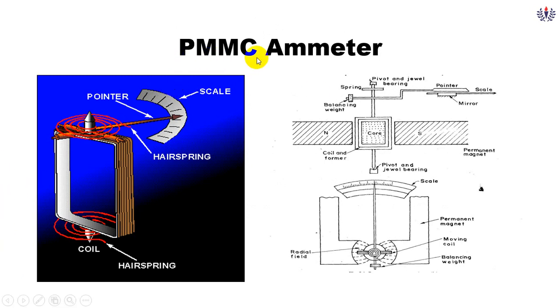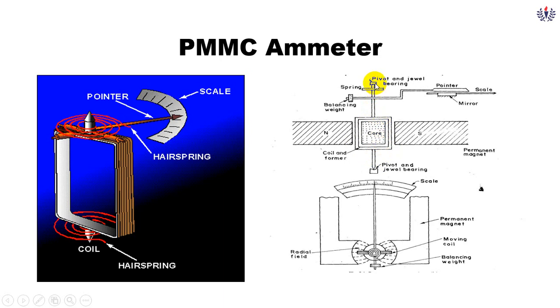The word PMMC is the abbreviation of permanent magnet moving coil. Here you can see two permanent magnets. Here one coil is there, wound above the core or a wooden former, and this core is mounted over the spindle.